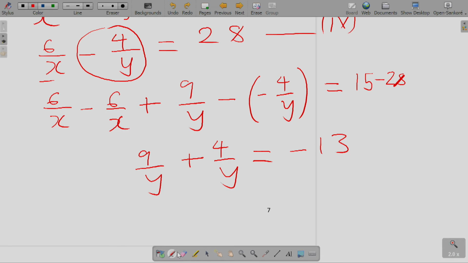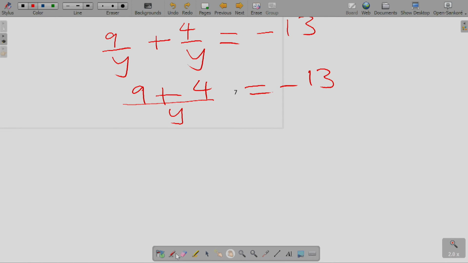So now let's find the LCM between y and y. The LCM between y and y is y. So y divided by y equal to 1, 1 times 9 equal to 9, plus y divided by y equal to 1, 1 times 4 equal to 4, which is equal to negative 13. So if we add 9 and 4, we'll get 13 divided by y equal to negative 13.